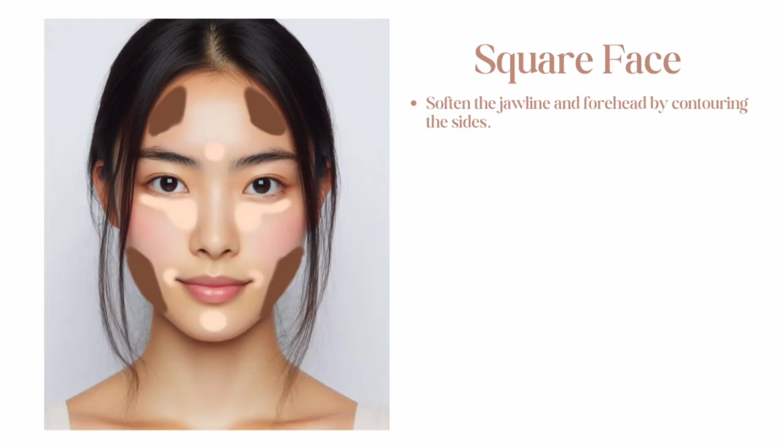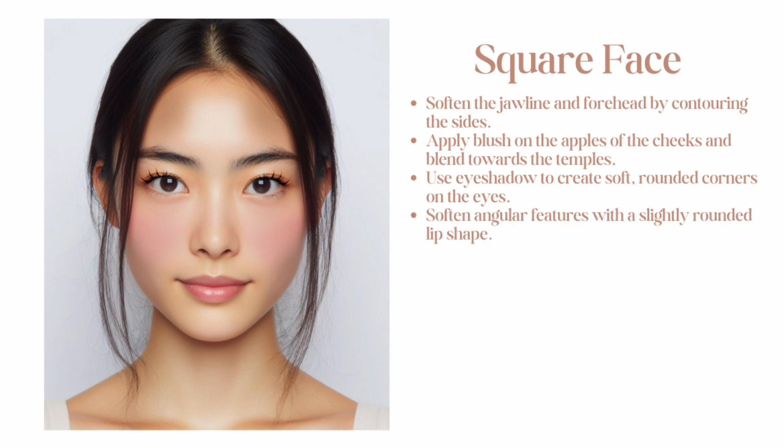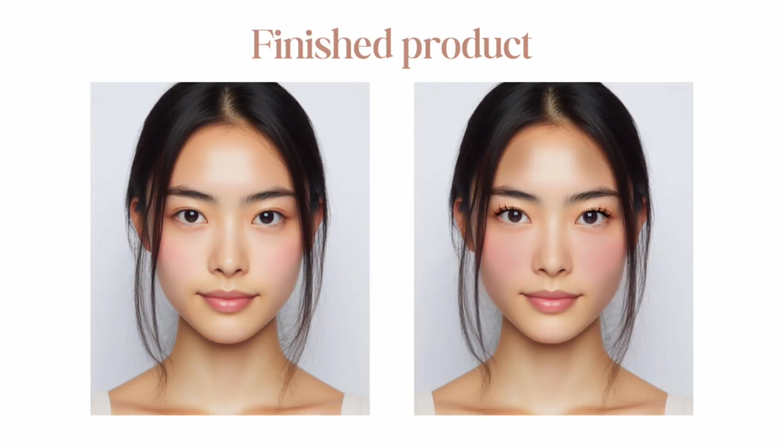Soften the jawline and forehead by contouring the sides. Apply blush on the apples of the cheeks and blend towards the temples. Use eyeshadow to create soft, rounded corners on the eyes. Soften angular features with a slightly rounded lip shape.